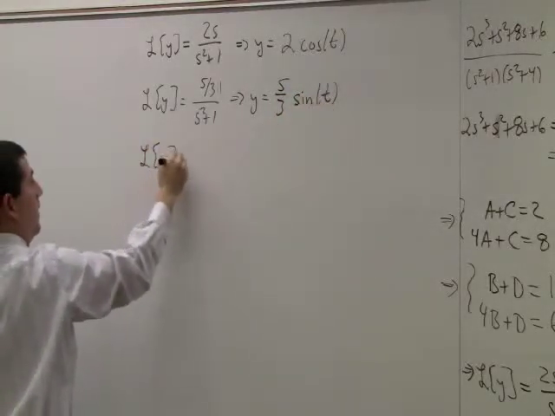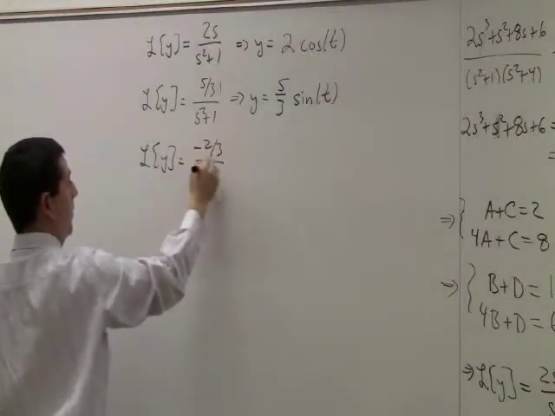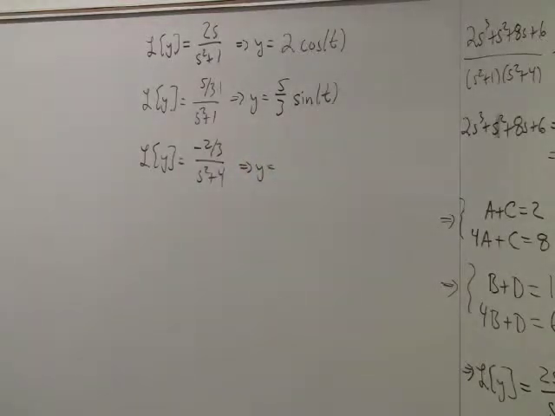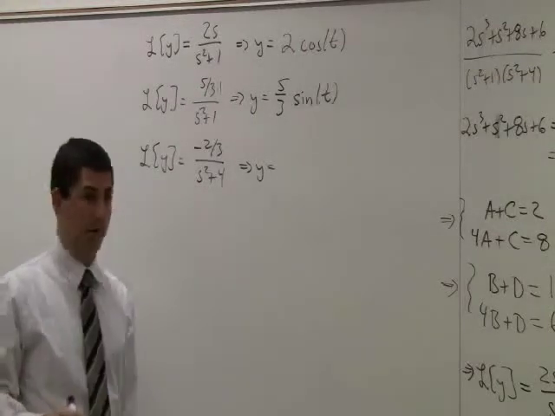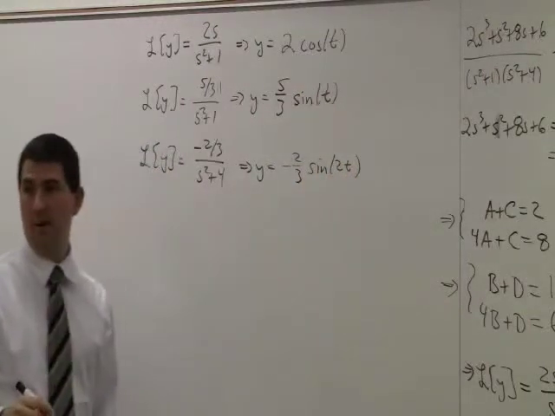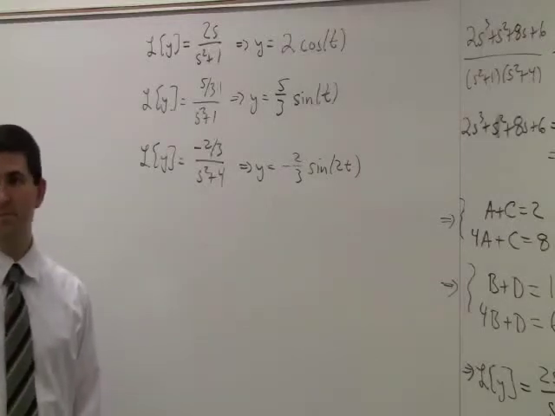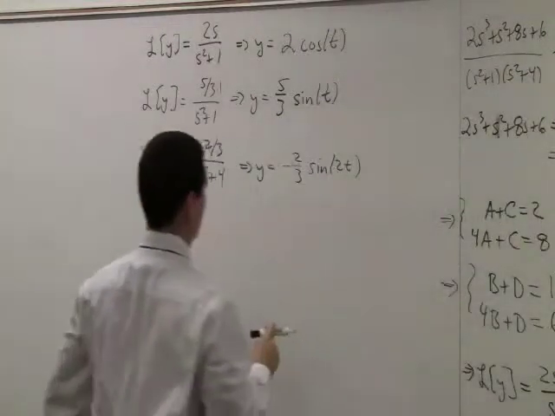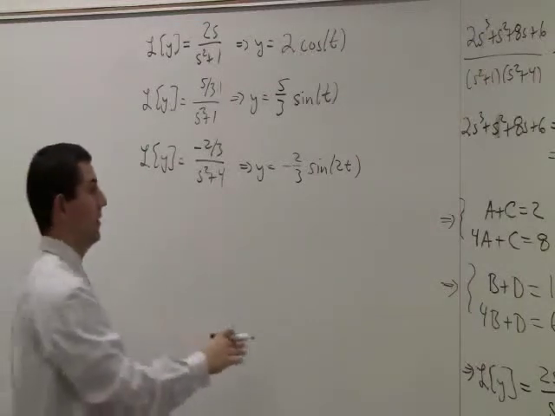And finally, if you have negative 2/3 over s squared plus 4, what's your y? Minus 1 over sine 2t. Well, let me ask you, is it that? No. Why not? Because we need 2 on the top. Right? When you have sine of at, it comes from s squared plus a squared, you need to have the a on top. So we have s squared plus 4, so we need to have a 2 on top. So we can't pull out the entire coefficient. We can only pull out negative 1/3 of it.